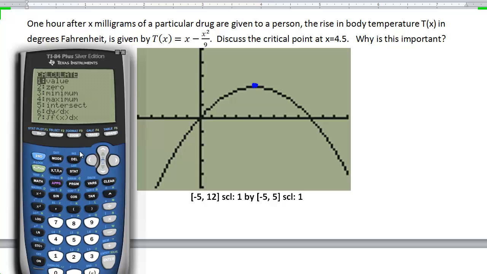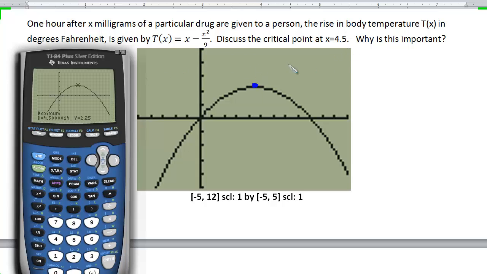And again, if I pull that up and look at the maximum, right at 4.5, and my output's 2.25. And what they're asking is, why is this important? Well, again, what's the situation? It says an hour after X number of milligrams, so 4.5 would represent that amount of milligrams, that's your input, of a particular drug given to a person. The rise in body temperature is given by this model.